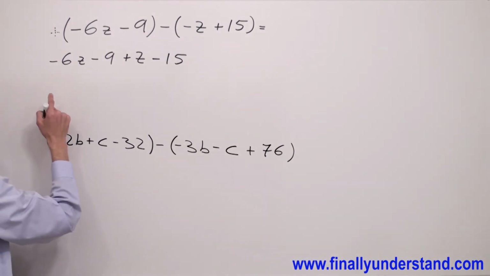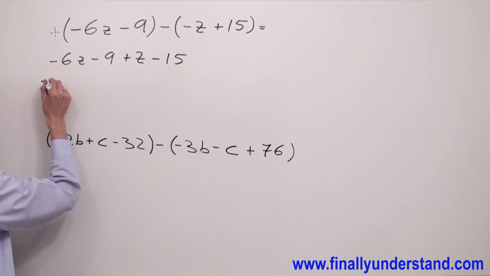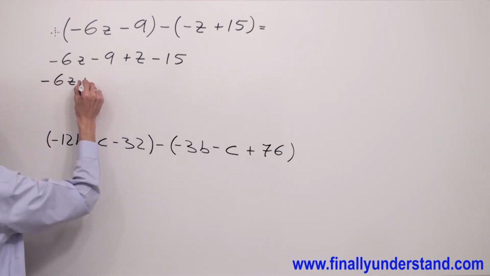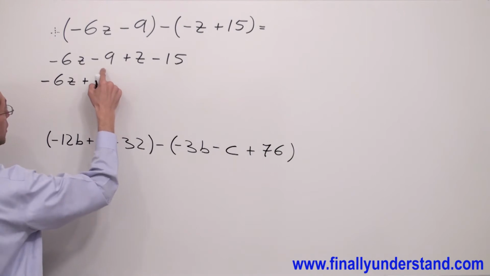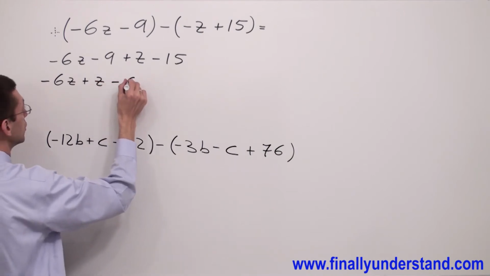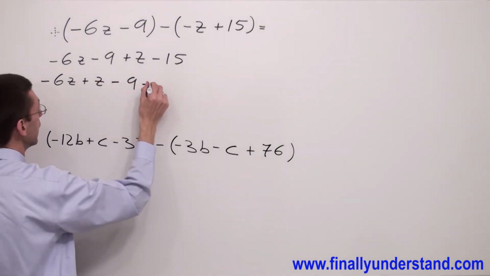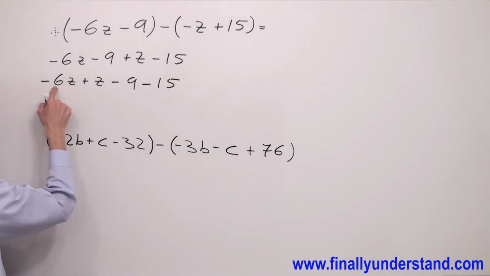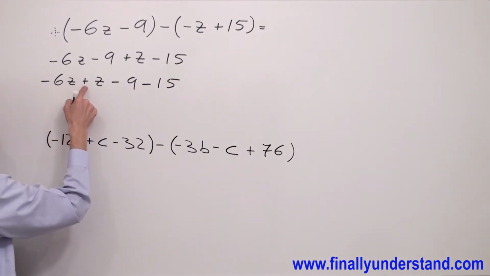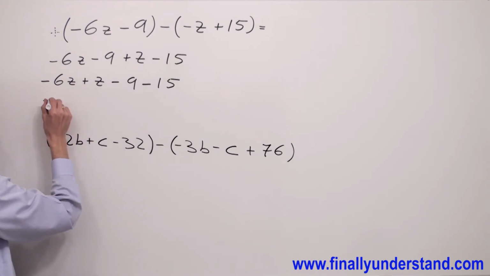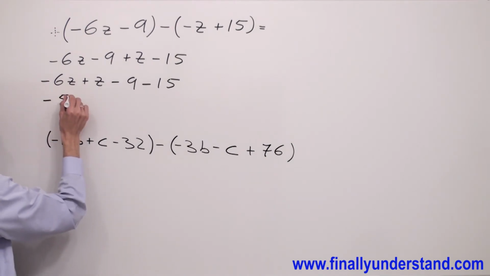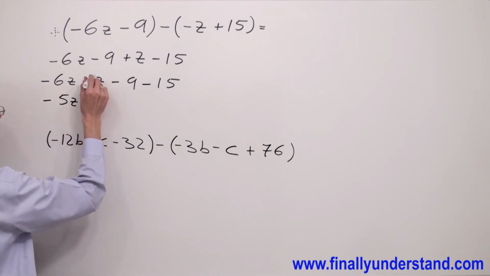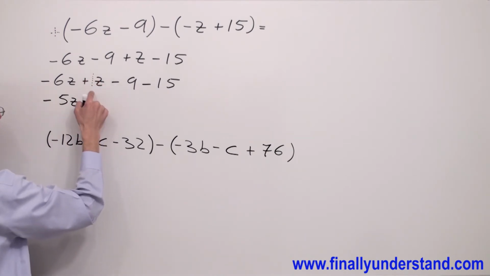Next, let me organize the like terms. I have minus 6z plus z, minus 9 minus 15. Minus 6z plus z is minus 5z. Remember, anytime there is no number next to the variable, there is always an invisible one.